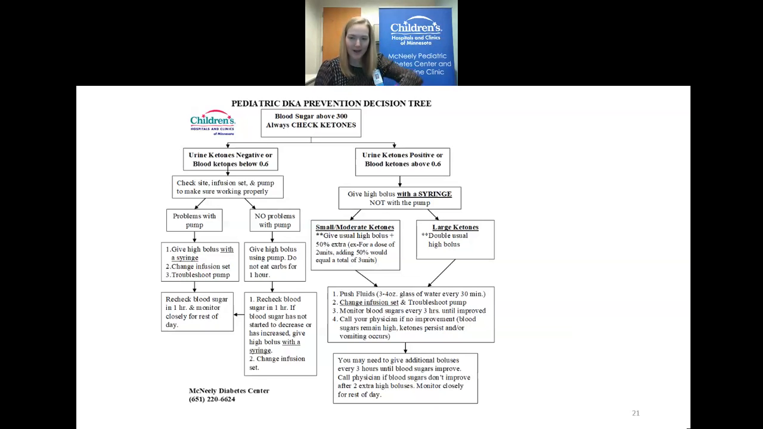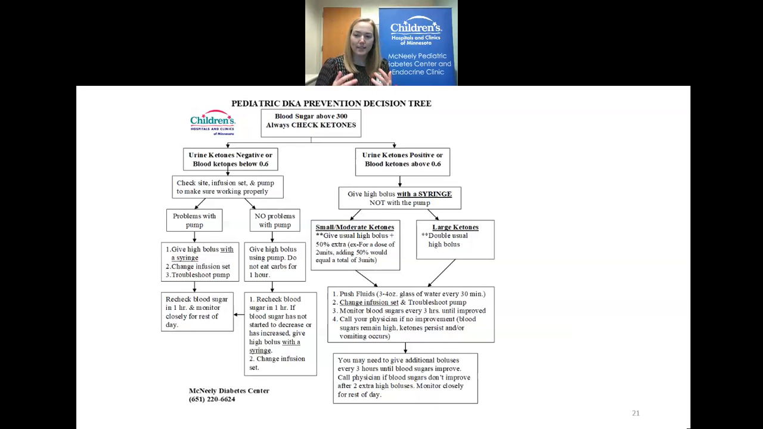Okay, back up to the top. Our blood sugar is over 300. We don't know why. We check for ketones. They come back positive this time. So they came back small, moderate, or large. We're going to go to the right side of the tree. And what's our first thing? Treat diabetes first. So we're going to give that correction dose with a pen or syringe, not with that pump. Because remember, if we have positive ketones, we assume the pump is not working. Give that correction dose with a pen or syringe.